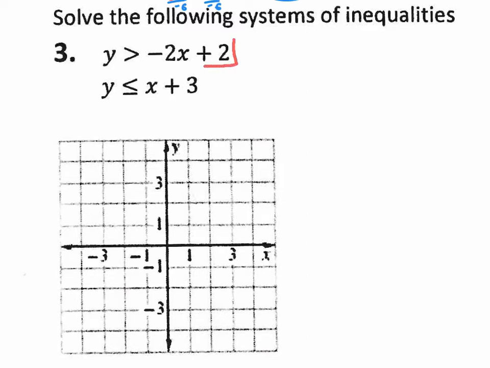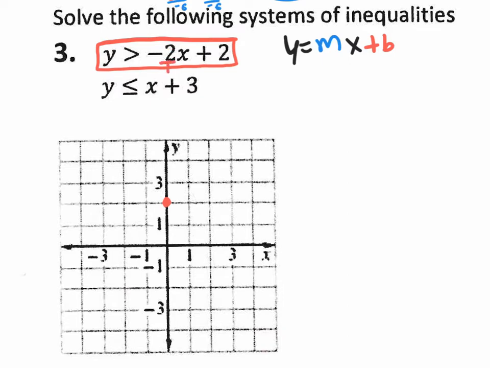I want to use my red pen to do this first inequality. Now, when I think of y equals mx plus b, I hope you guys remember this. The b value is the y-intercept. And then from that b value, we know that it crosses the y-axis at 2. And then from that point 2, you're going to rise and run according to the fraction that's right here. It doesn't look like a fraction, so let's just put it over a 1.